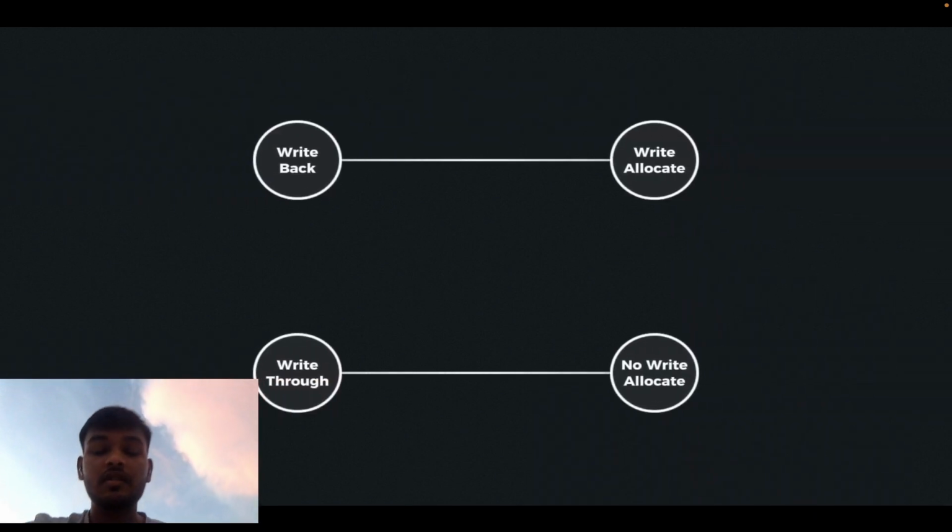Okay, while those two combinations are common, other combinations can be used depending on the specific requirements of the system.